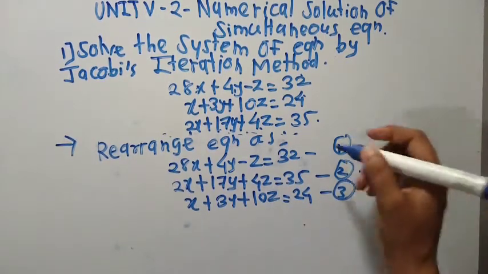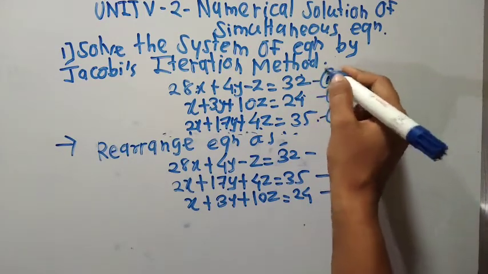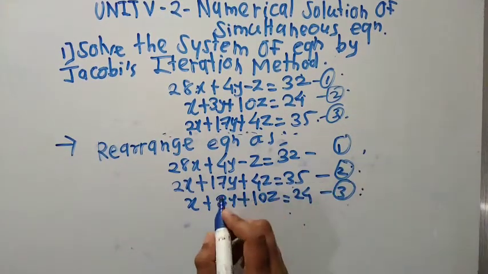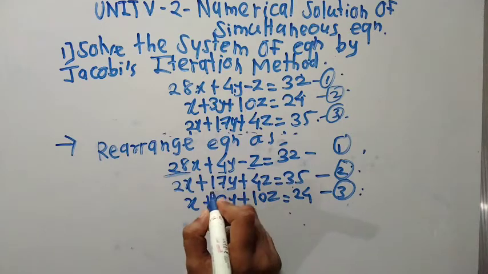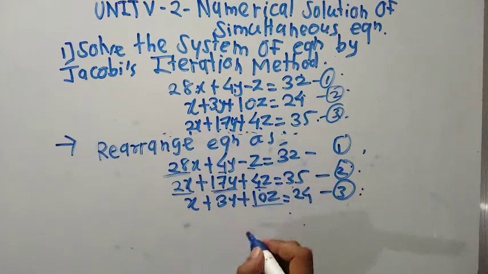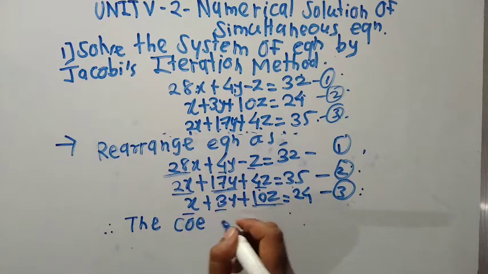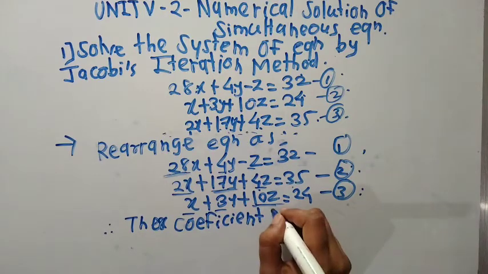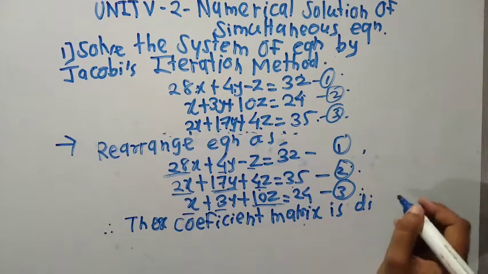Means interchange between second and third equation. So we get 28 is greater than 4 and 1, 17 is greater than 2 and 4, and 10 is greater than 1 and 3. And this coefficient matrix is diagonally dominant.